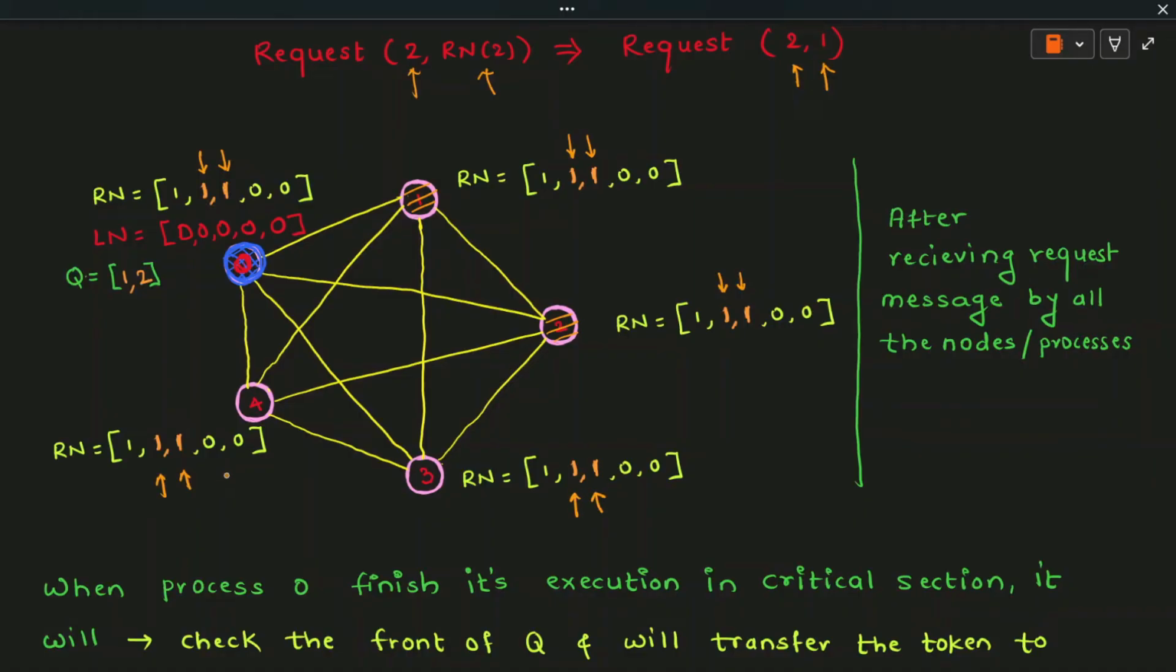Now one more change is going to happen in this case. Look at the queue.